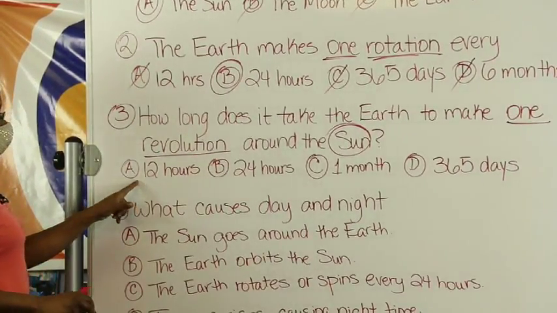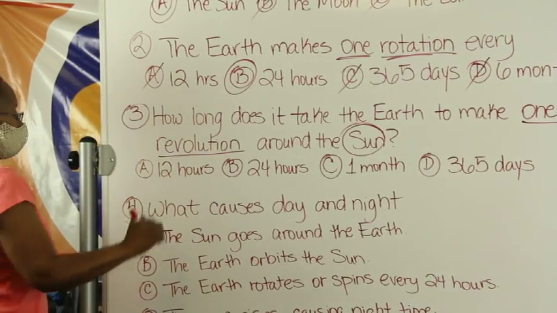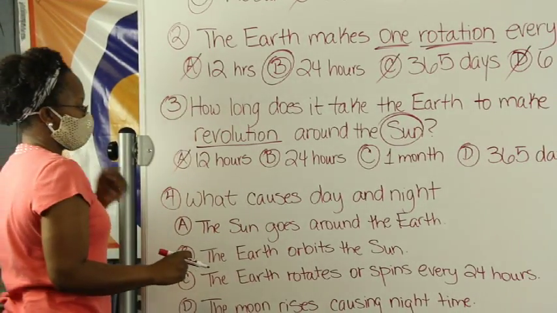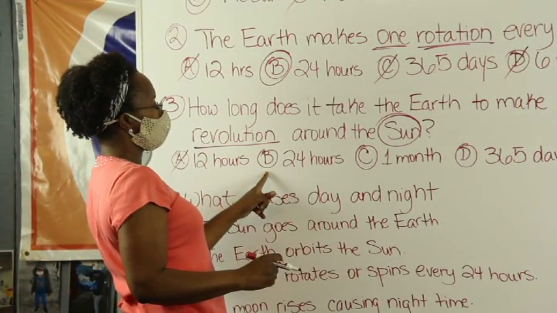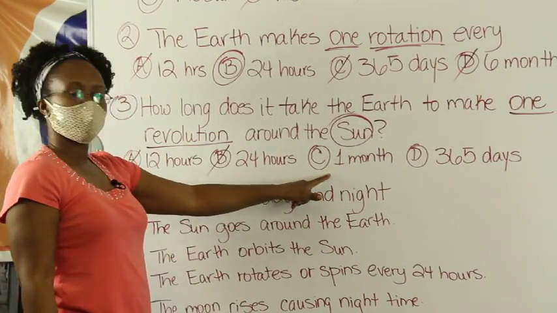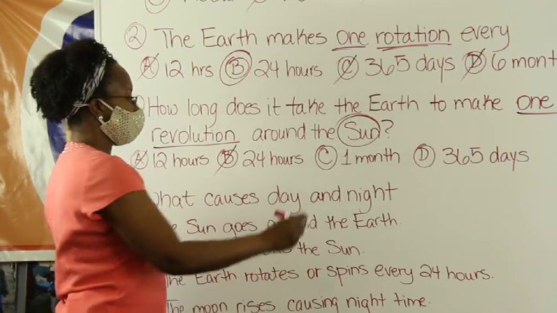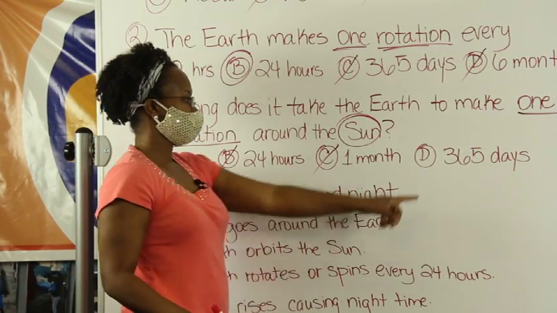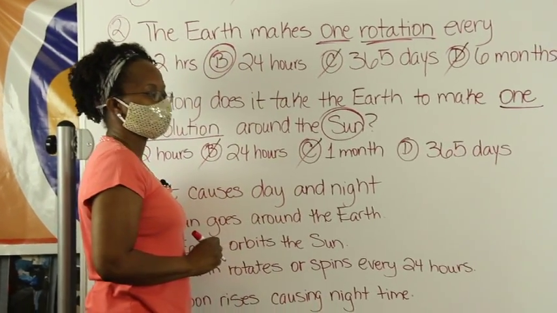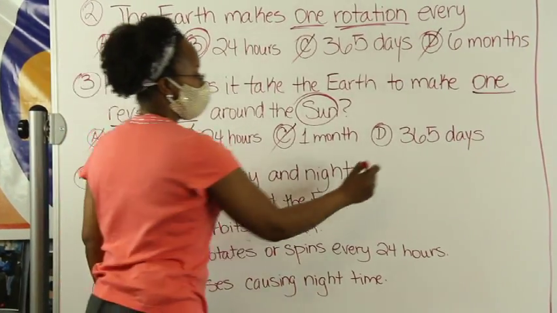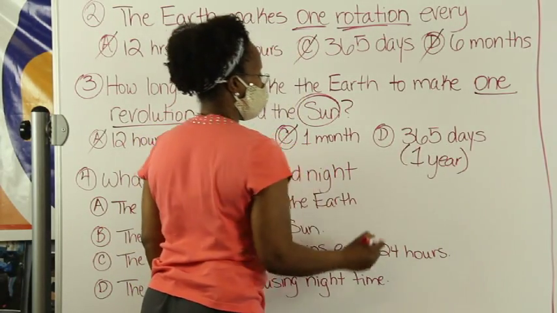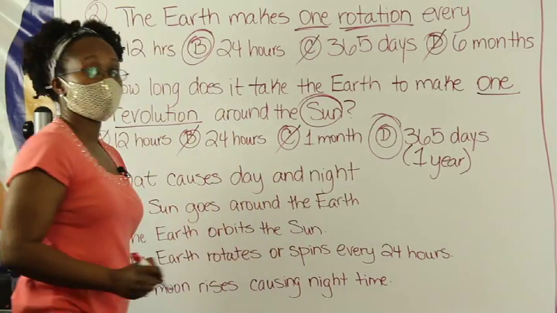Is it 12 hours, which is a half of a day? Nope. That'd be fast, really fast. Is it B, 24 hours? No. Is it 1 month? No, it's not. Or is it 365 days? What's another way of saying 365 days? They might say 1 year. And so we're going to go with that answer because that's the right one, okay?